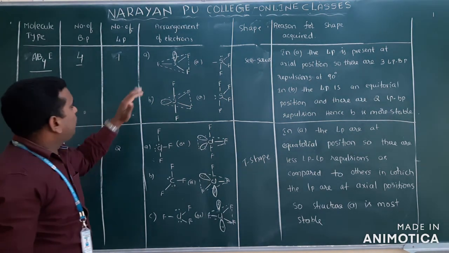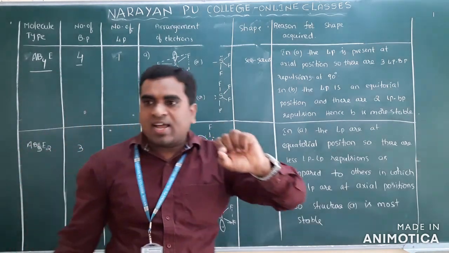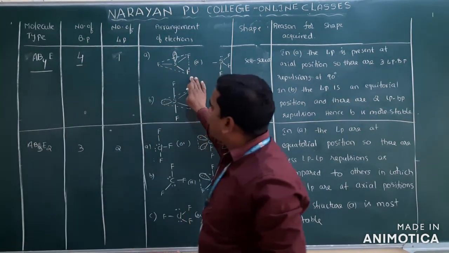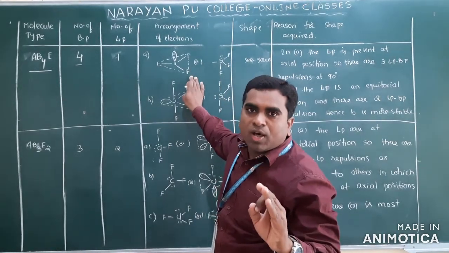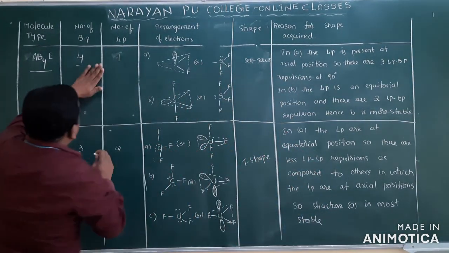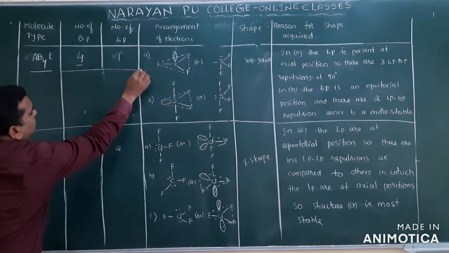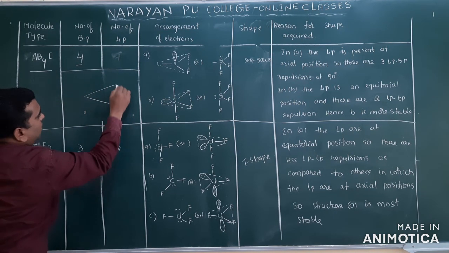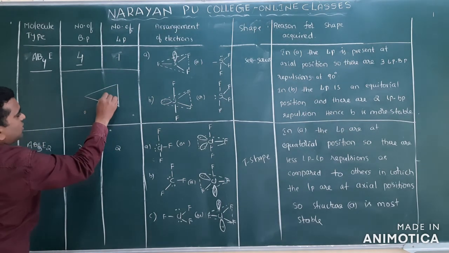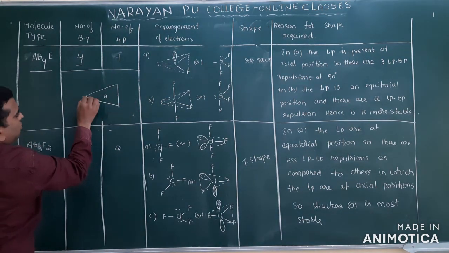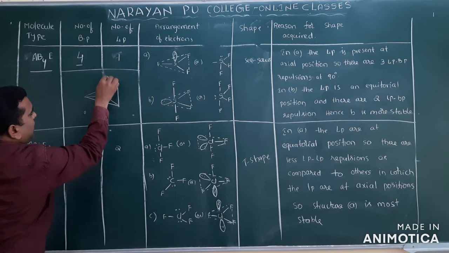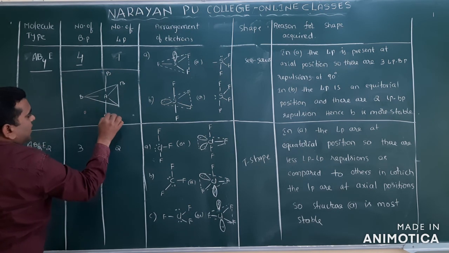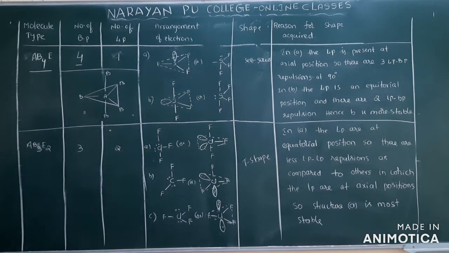Clear? So in this one we can write in 2 different ways. We know that if all are bond pairs, then what is the shape of the molecule? Trigonal bipyramidal. What is the trigonal bipyramidal? I will write here. There will be one triangle, clear? And there is a pyramid. So this is A, and suppose all these are B, and all are bond pairs, and this is the shape of the trigonal bipyramidal.